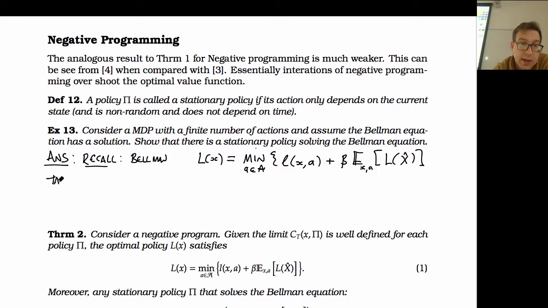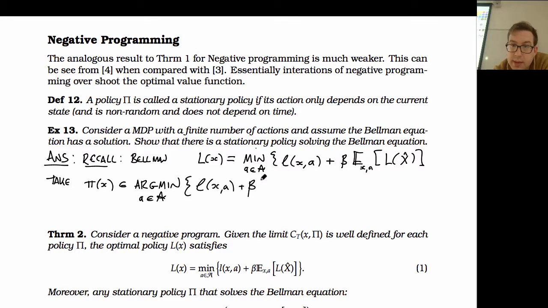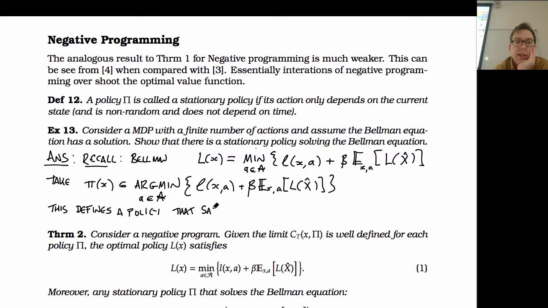So take pi of x to be the argmin, the argument minimizing over the set of actions of L x of A. This defines a policy that satisfies Bellman's equation.